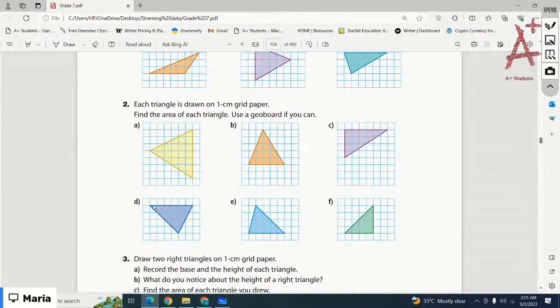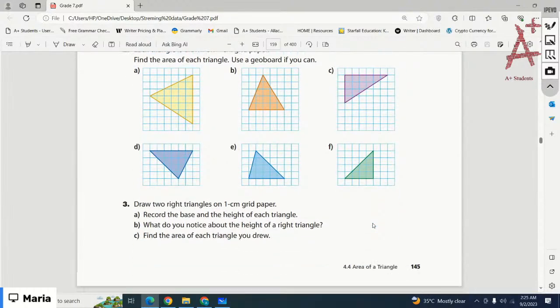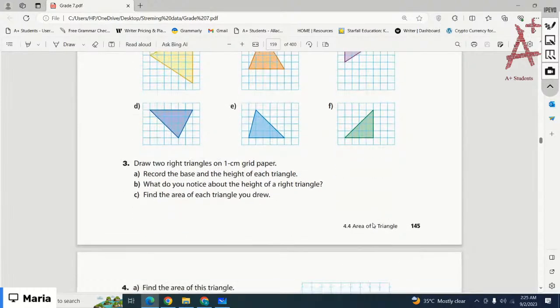Okay, for the rest of them you have to do the same. Because all of the squares are on a 1 centimeter grid, you can calculate the height. Like for the F part, just count the squares: 1, 2, 3, 4 is the base, and 1, 2, 3, 4 is the height. So you do half times base times height. 4 times 4 is 16, and 16 divided by 2 is 8, right?